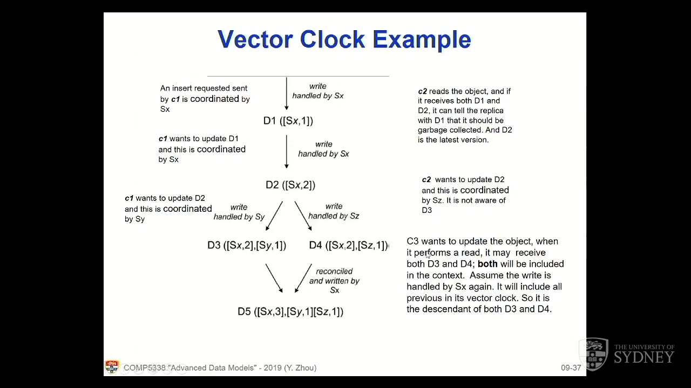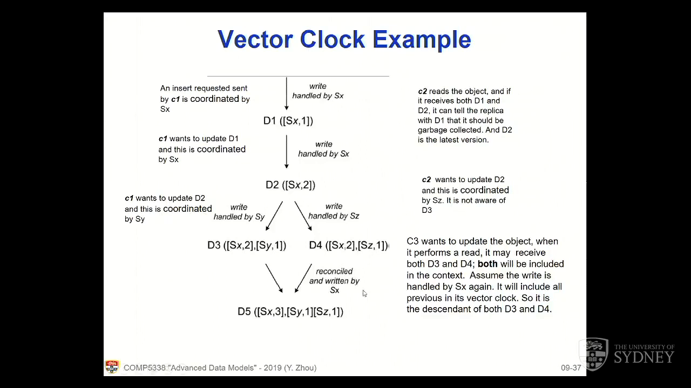Now, if there is a C3 that wants to update the object, then it needs to do a read. And when it does a read, it may receive both of these. It can't really decide what to do because they're in parallel. So both will be included in the context when sent to the write. So it says, okay, I'm going to update these two copies.